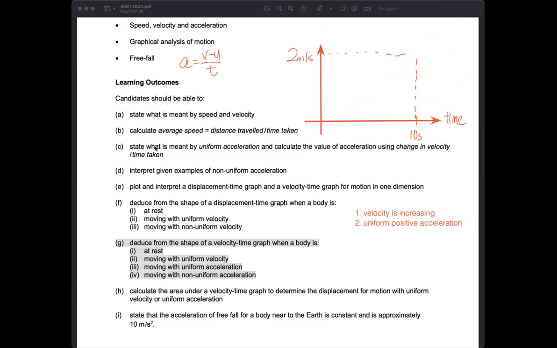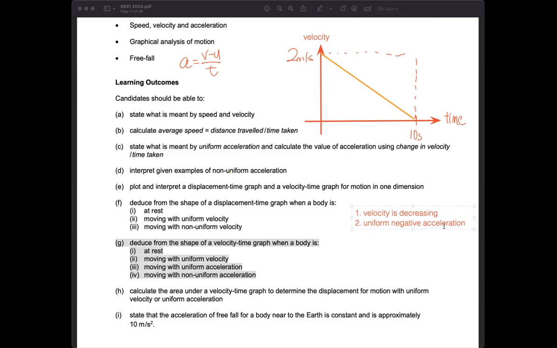Okay, how about if I have a graph like this? It's moving slower, correct? It's moving slower because your velocity is decreasing. So in this example, how do you describe the motion? You may say that the velocity is decreasing at what rate? At a uniform negative gradient. Okay, so this is a uniform negative gradient. So you just need to change the word gradient to acceleration.